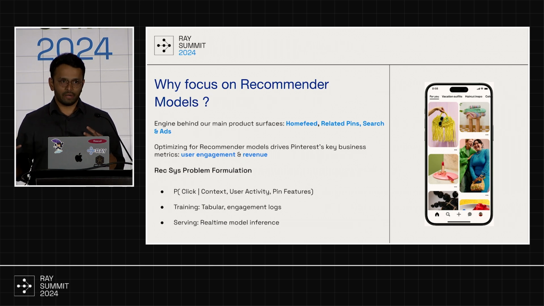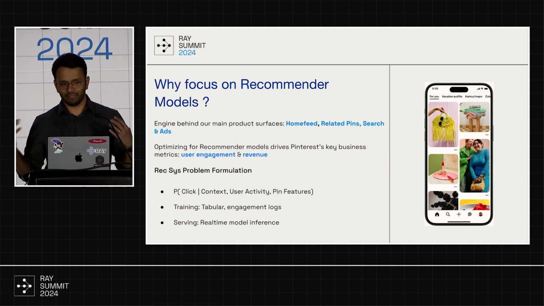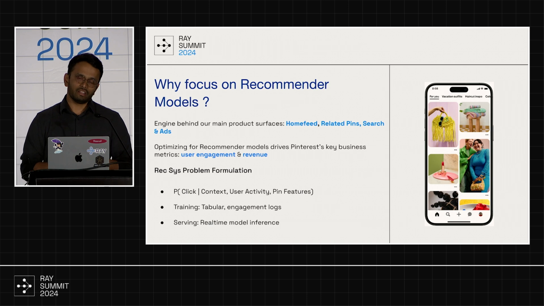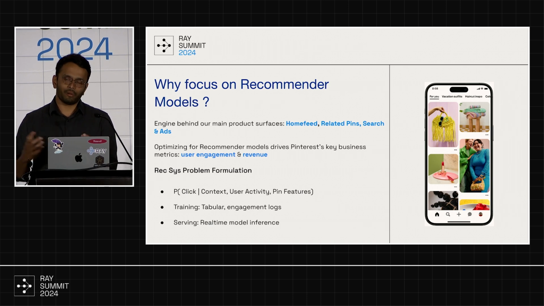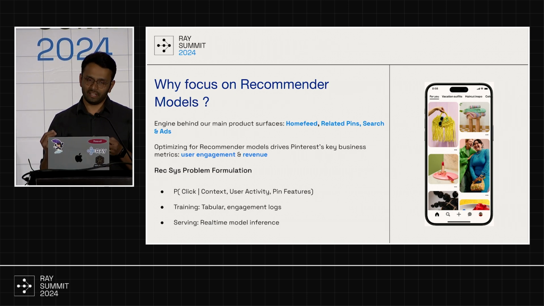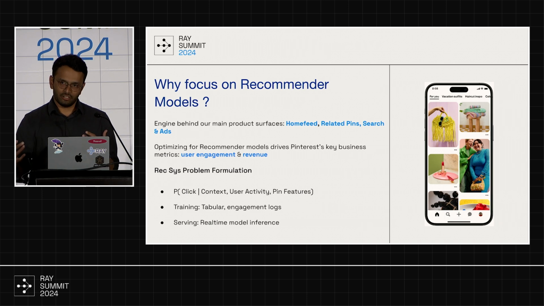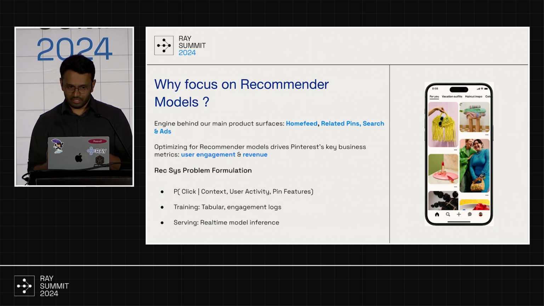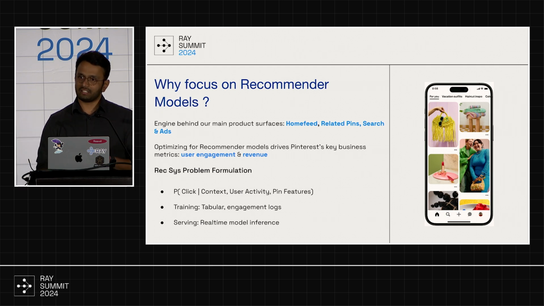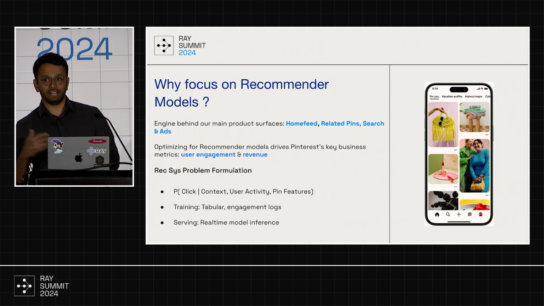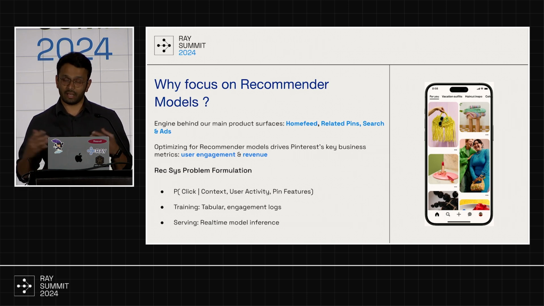And just for anybody who is not familiar, to define the problem formulation, you can think of the main problem that we are trying to solve as: what is the probability that the user will perform an action given some context about the user, the item that we are interacting with, and some other features. Based on the description, I think you can imagine that most of the training data sets are some form of engagement logs. So they are highly structured data, and they are typically in a tabular format. And most of the inference happens in real time at very low latencies.